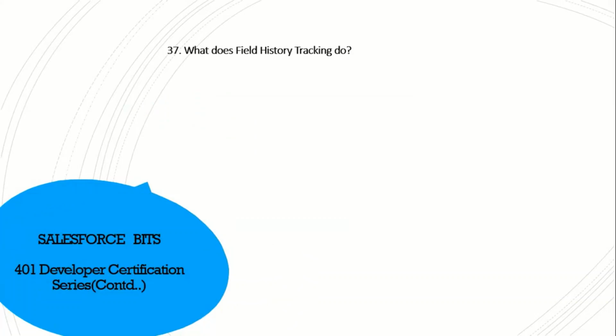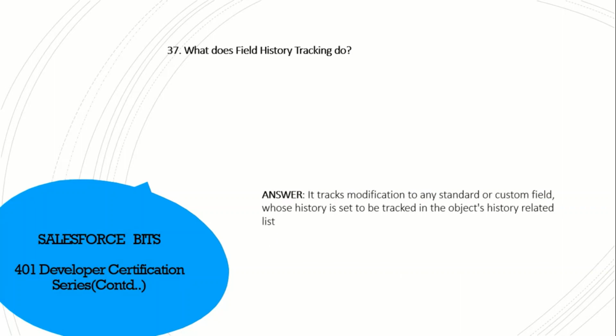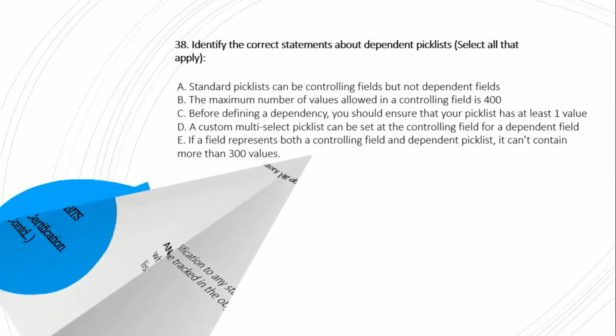What does field history tracking do? Field history tracking tracks the modification to any standard or custom field whose history is set to be tracked in the object's history related list. Whenever you scroll down on a standard object or any other object, you can see the related lists, and the object history can be seen in one of those related lists.